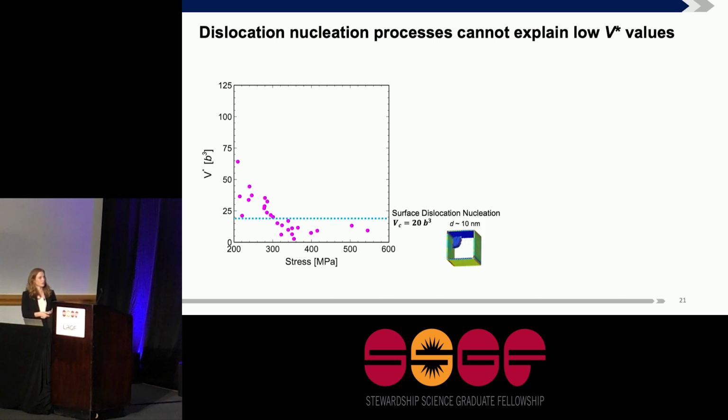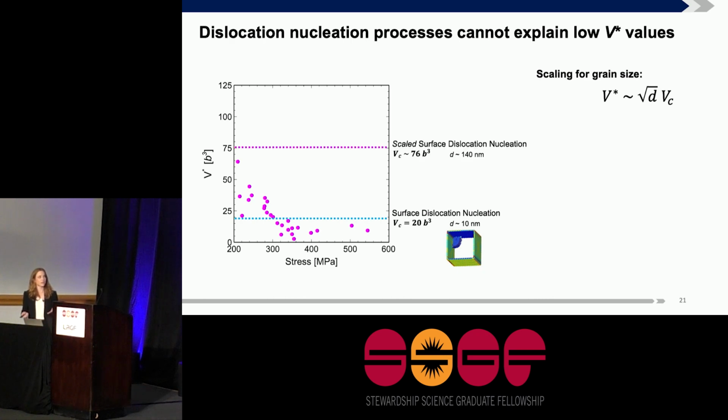Once again, the models showed that for surface dislocation nucleation, the activation volume would be expected to be around 20 b cubed. But this is the lower end of that activation volume because this is for the smallest grain size. So if we use the scaling factor, we're going to scale it up to experimentally relevant grain size. So we'd expect that activation volume would be scaled up to 76 b cubed if surface dislocation nucleation was the dominant deformation mechanism.